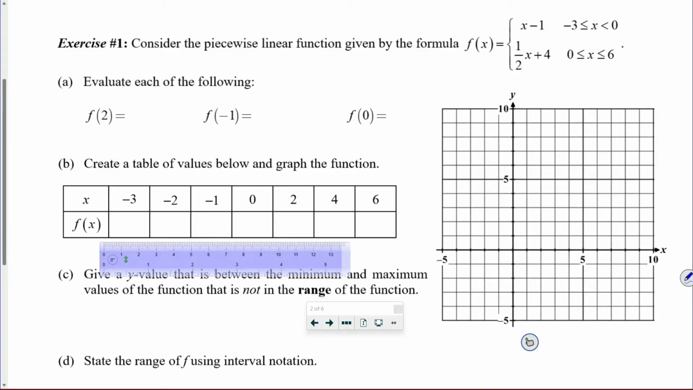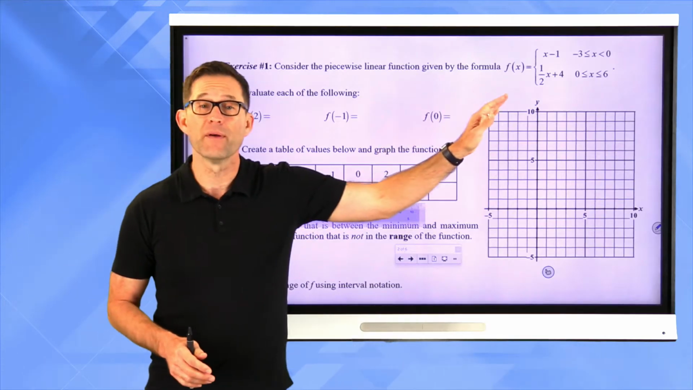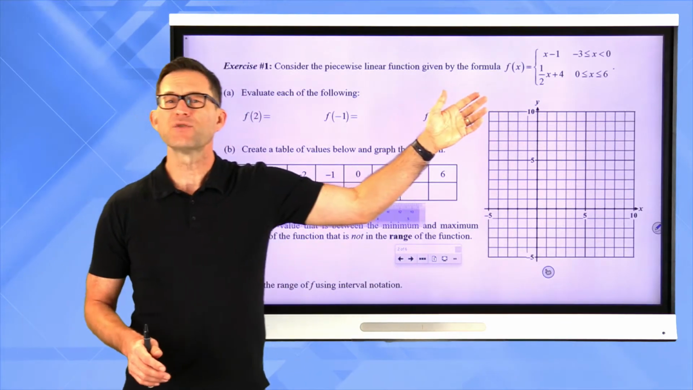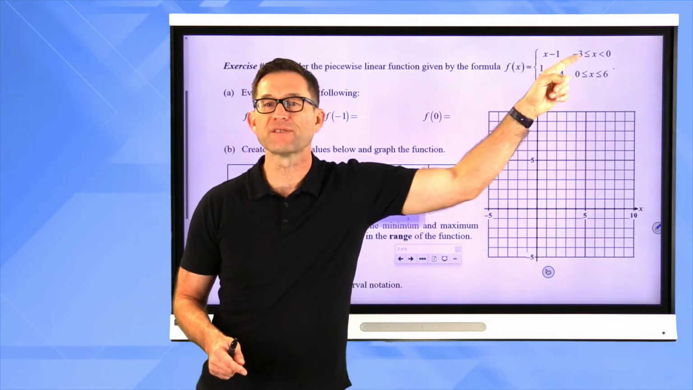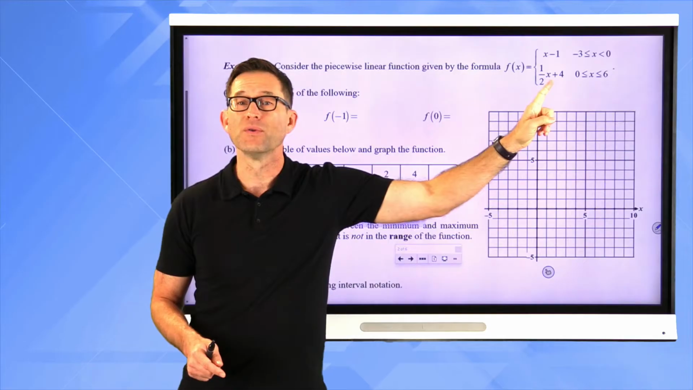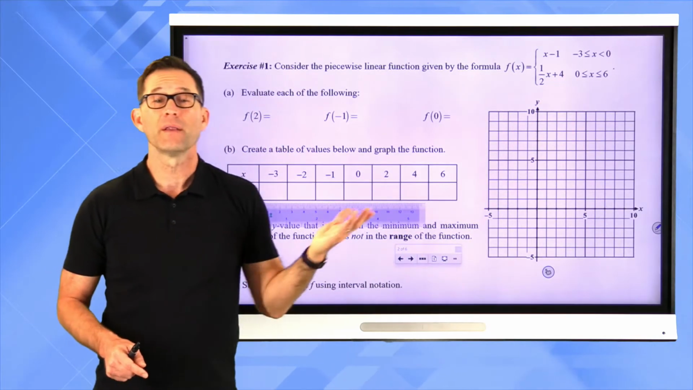Consider the piecewise linear function given by the formula f of x equals x minus 1 for negative 3 less than or equal to x less than 0, and 1/2 times x plus 4 for 0 less than or equal to x less than or equal to 6. All right, let's talk about this a little bit. So this is the classic way that piecewise functions are shown. We want to think about it as y equals x minus 1 for all the x values in this interval, and y equals 1/2 x plus 4 for all the x values in that interval. Let's take a look at letter A.